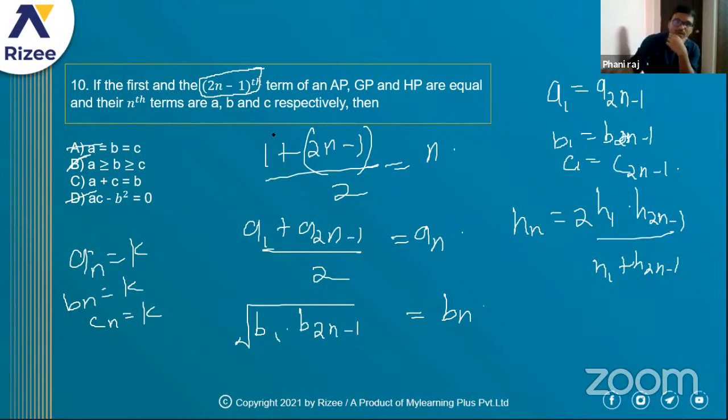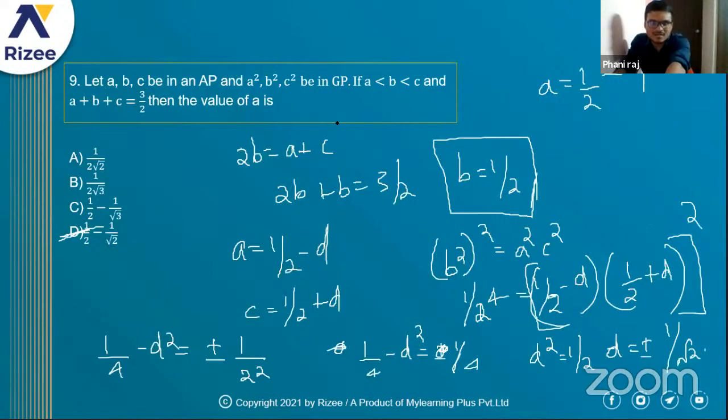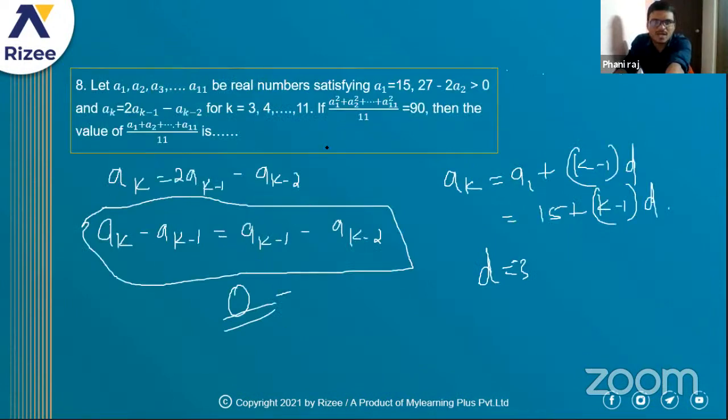So you see, this question only holds when the average of the terms involved equals N. So this is easy. Okay, about the 9th question, let's just revise what we have done. This is just using the standard definition of AP, GP, HP. This is identifying that the sequence is in AP.